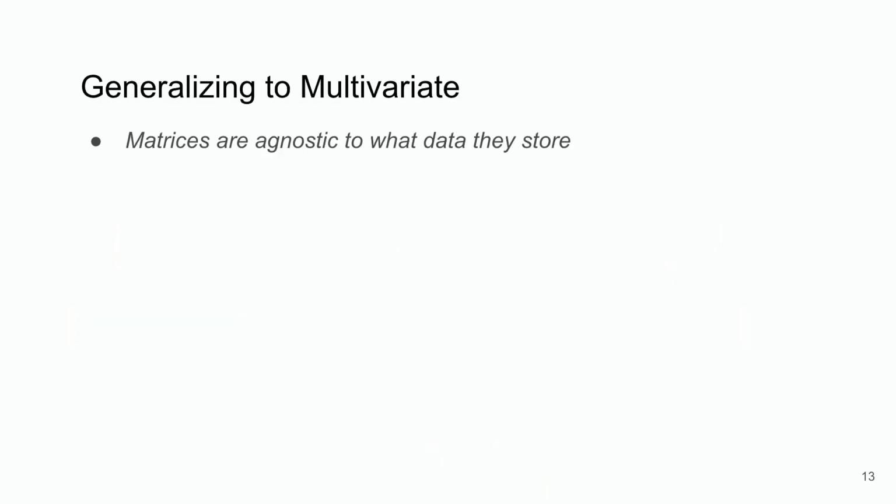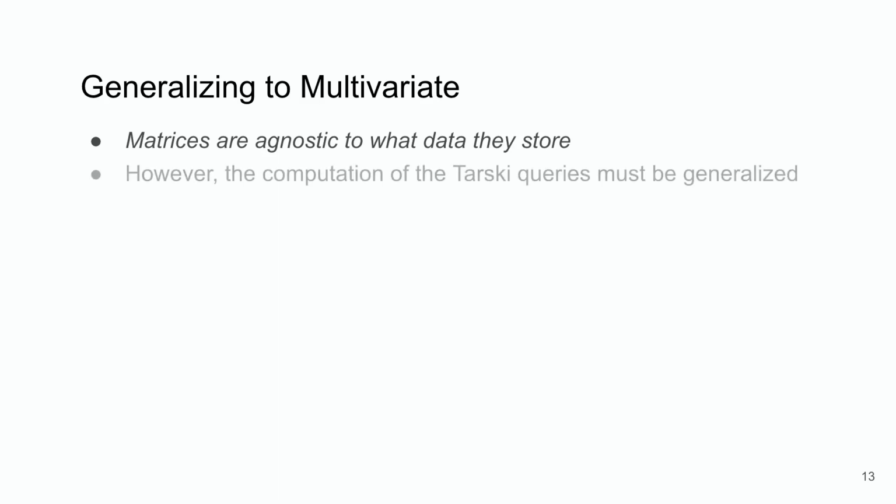So this was univariate, and what's really exciting is that in all these things I just showed you, a matrix is agnostic to what data it's storing. So a matrix doesn't care if it has data in it for univariate polynomials or for multivariate polynomials. And this means that when we go to do a generalization from our univariate formalization, well, if we have some matrix operations that are doing reduction, we basically just inherit that for free. So this is wonderful. There is one big piece that has to be generalized to go from univariate to multivariate, and this is the computation of the Tarski queries.